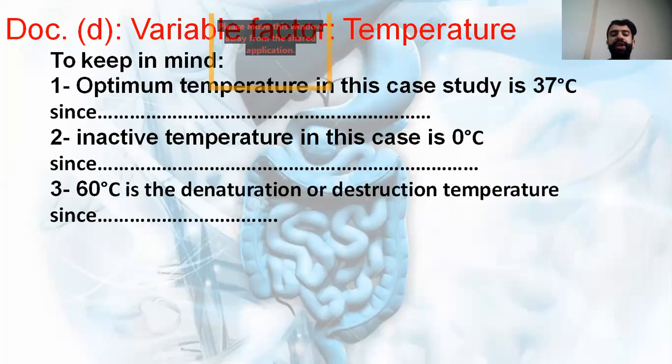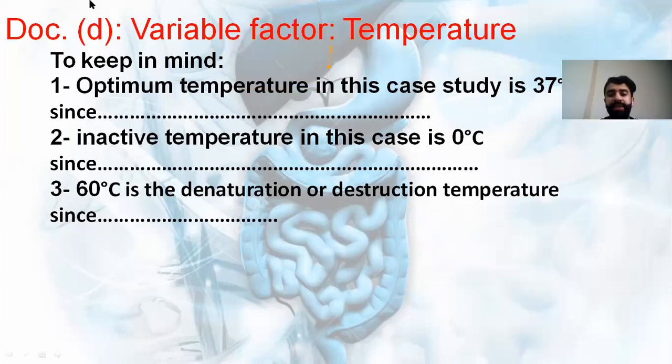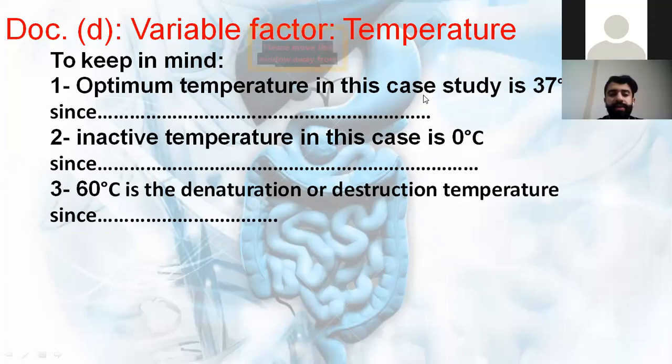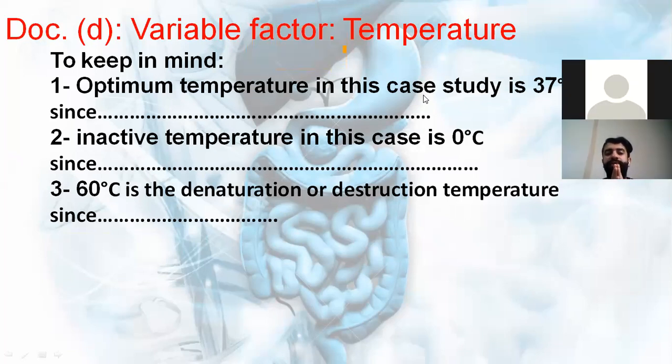Who can summarize the three properties for the enzymes right now? We have three important properties for the normal functioning of the enzymes. Who can tell me the three properties? Yes, Adam. Okay, first one. The optimum temperature in this case study is 37. Adam, I'm talking about the proper conditions for the normal functioning of the enzyme. What are the conditions needed for the functioning of the enzyme?